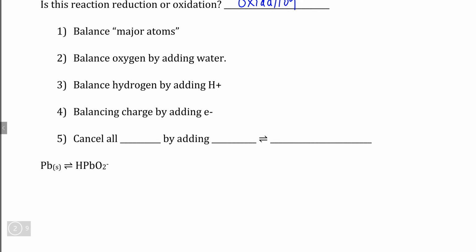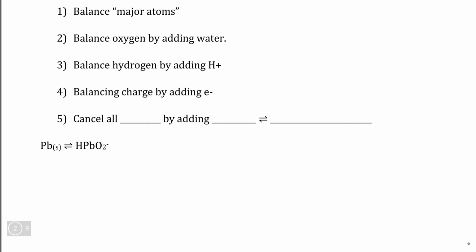Now, the good news about balancing in base is that all of these steps for balancing a half reaction in acid are done exactly the same way. So let's go through with those before we find out what needs to additionally be done in order to convert it to a basic electrolyte. If we start with the major atoms, the only major atom is lead, and we have one lead atom on each side, so this is done.